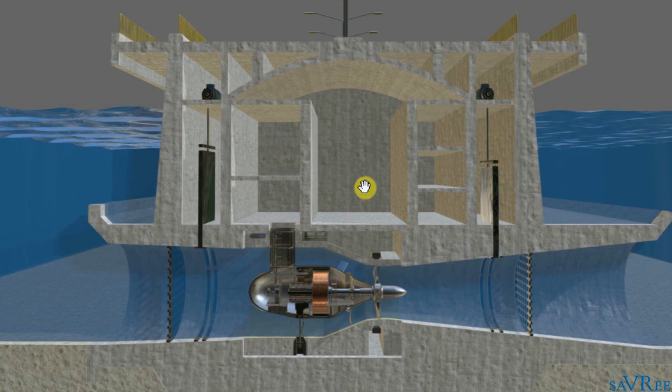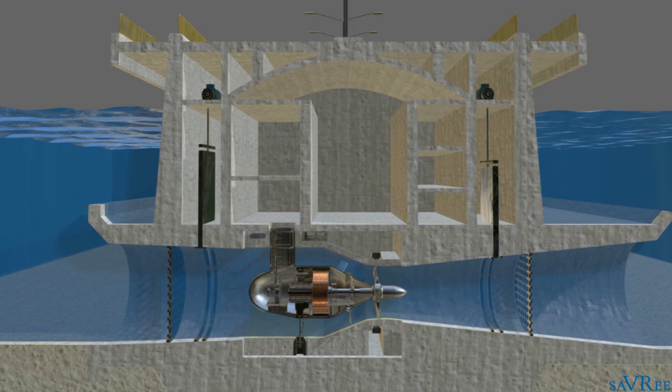Now the tide came in from the left, which was the ocean, and it filled up our bay on the right. You can think of the bay as being a very, very, very large bathtub. When the tide came in, it filled the bay up, and now what's going to happen is we're going to empty the bay out in order to generate electricity again.